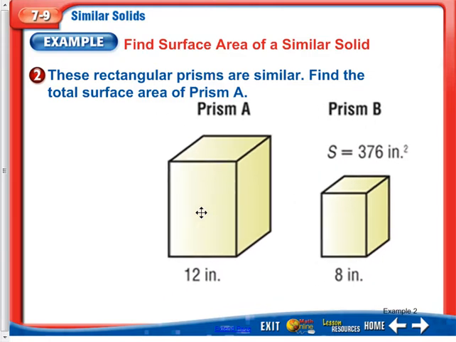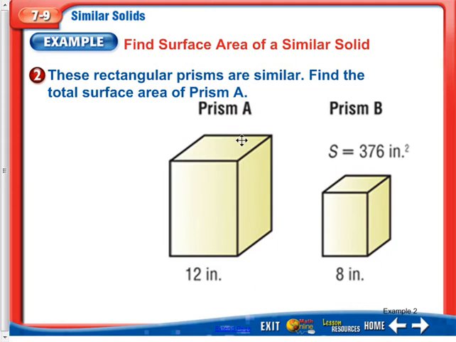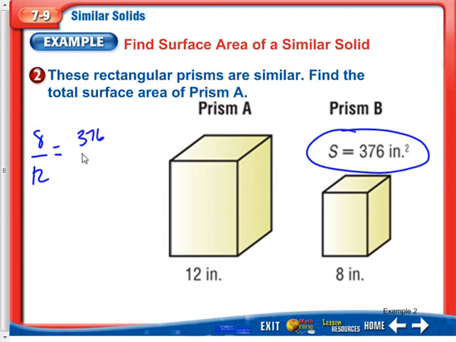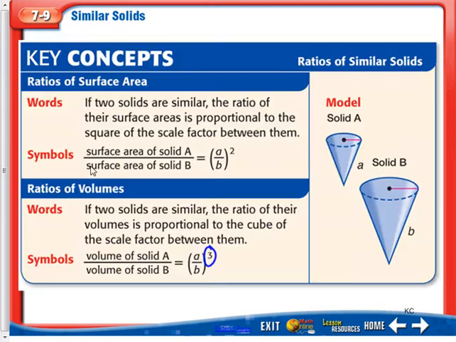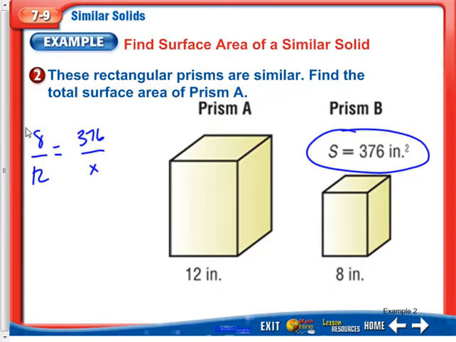So let's take a look at an example here. In this problem, we're trying to find the surface area of prism A, and we're only given information about one side length of each A and B. So I'm going to match my 8/12 up into a ratio, and then we're going to say that's equal to, now 8 matches with my surface area of prism B, so I'm going to put 376 on the top, and we're going to put that over x. Now again, we're finding surface area, so we need that ratio to be squared. So we're going to put parentheses around all of this, and we're going to square that ratio.